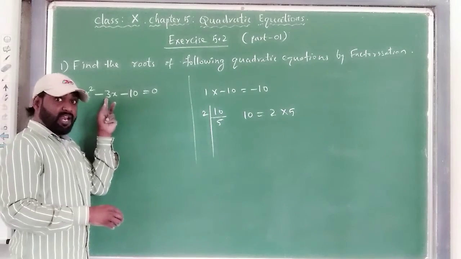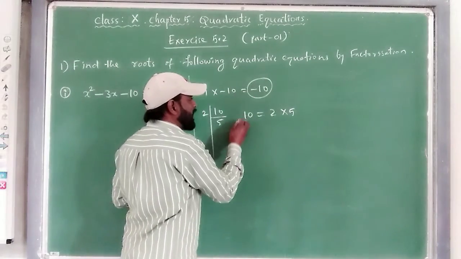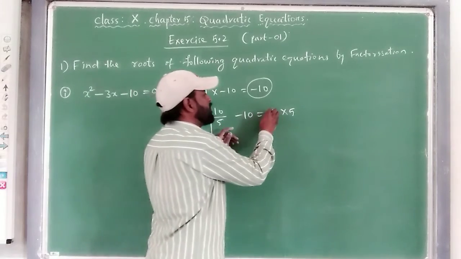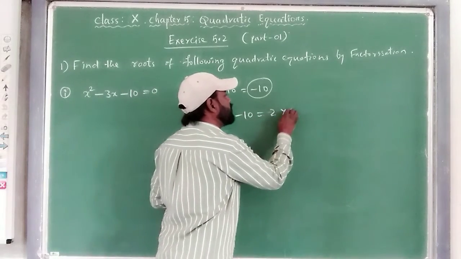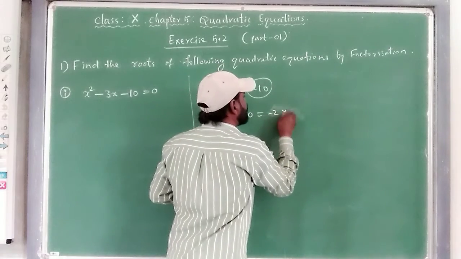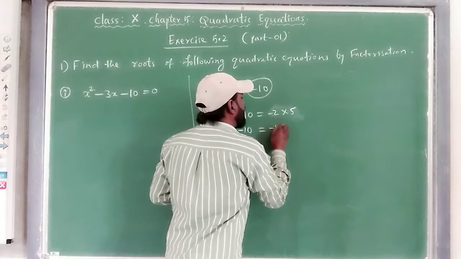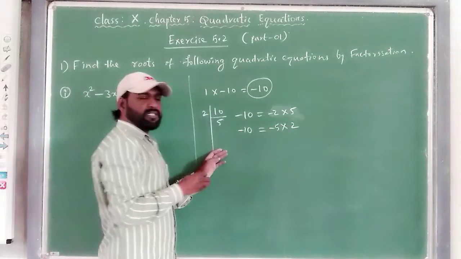Minus 3 is there, along with the sign you have to check. Now we have the product, actually minus 10. So minus 10 means it may be minus 2 into 5 or 2 into minus 5. Both are the same. You can write it as minus 2 into 5 or as minus 5 into 2. Both are minus 10 only.